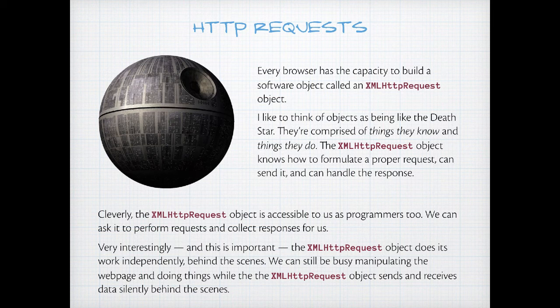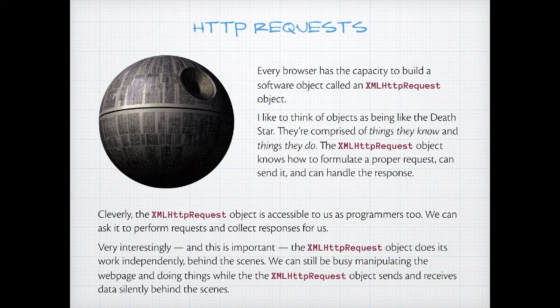From some of the other videos, or if you've taken a class with me before, I like to think about software objects as the Death Star. So objects are composed of these two kinds of components, things that they know and things that they do. And the XML HTTP request object is one of these things. It knows how to formulate a proper request. It knows how to send it. It knows how to handle the response when we get it back. And it has a whole bunch of status information in there that we can access and work with. So it's possible for us to go in and actually program our own XML HTTP request objects. We can create as many of them as we want to, which is totally fine.